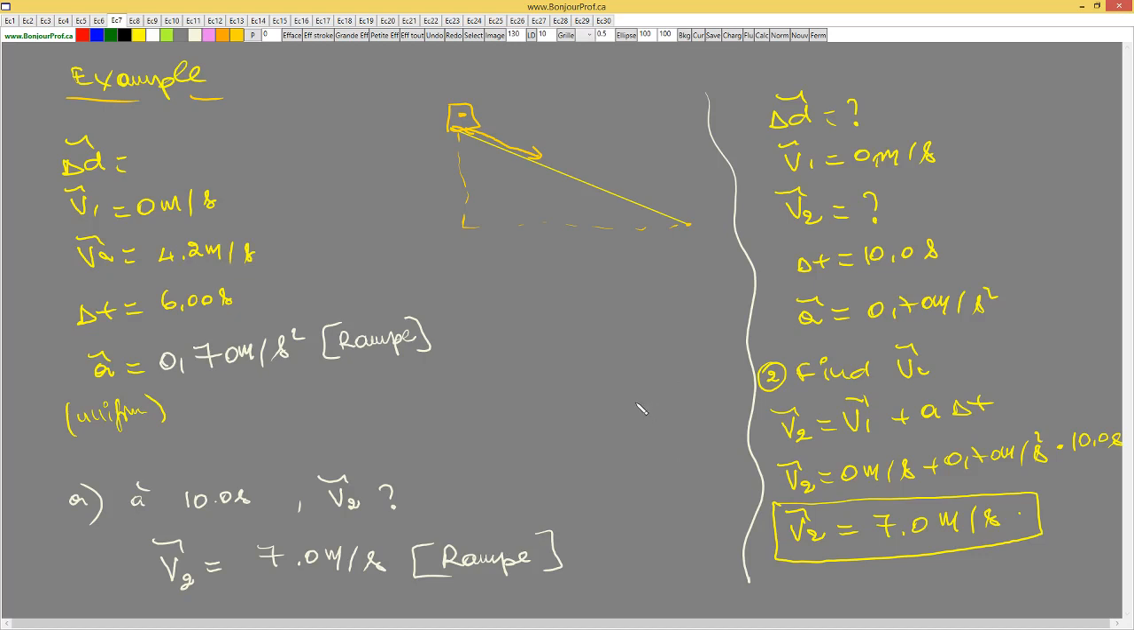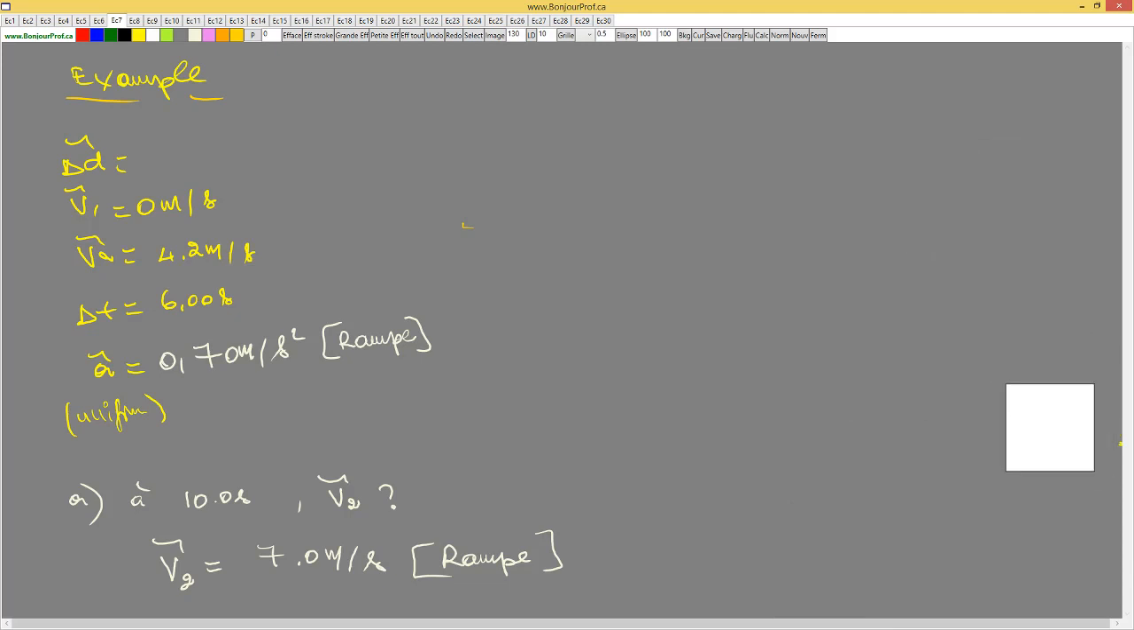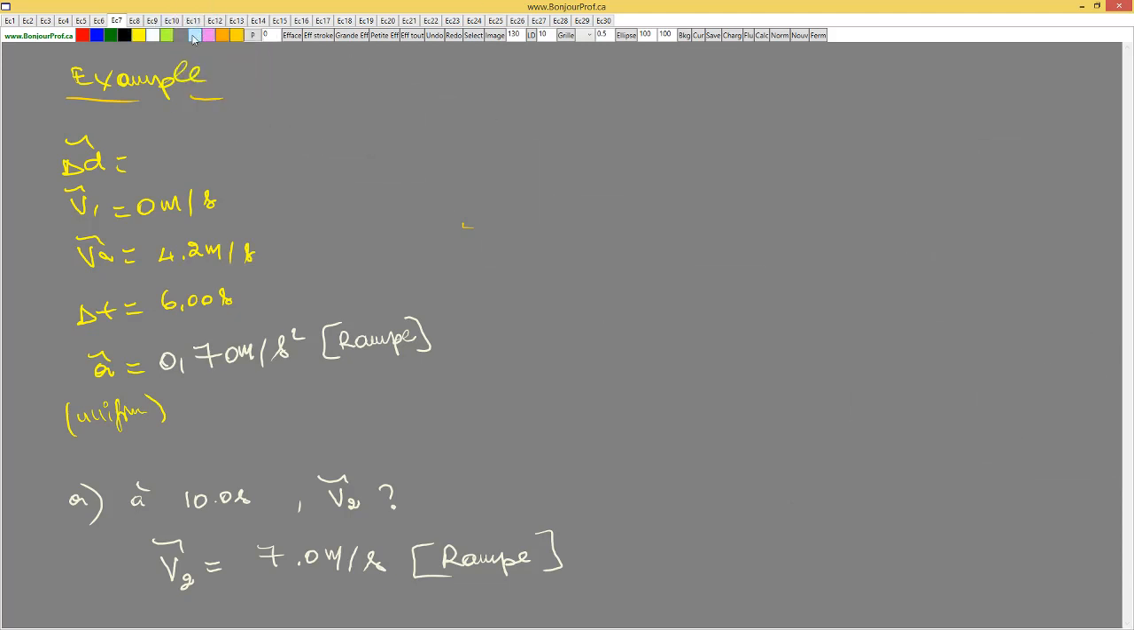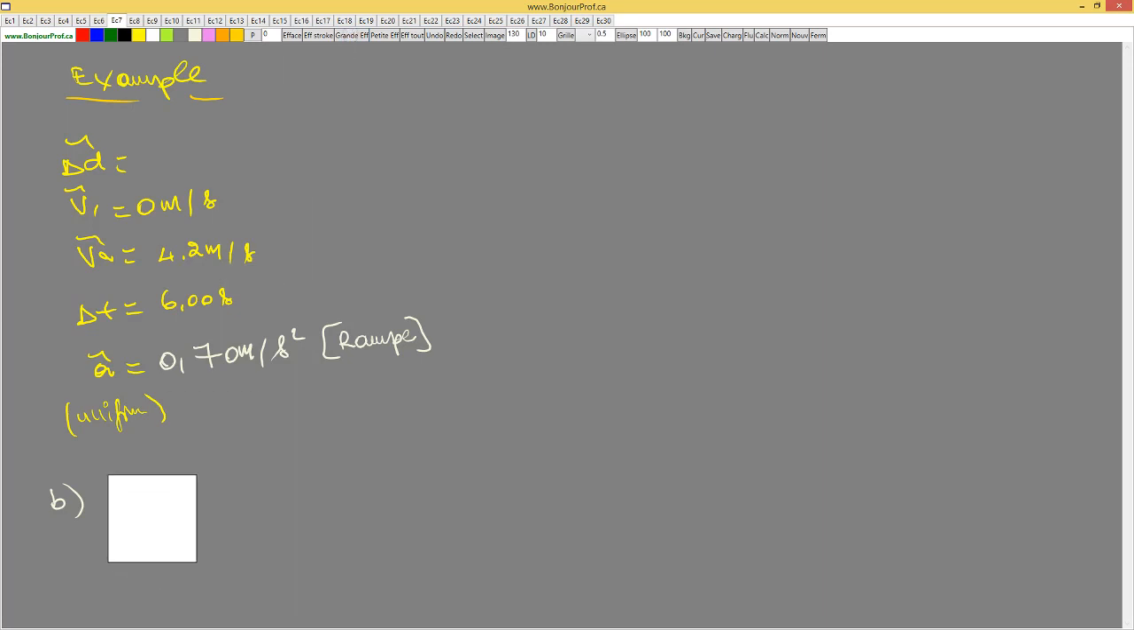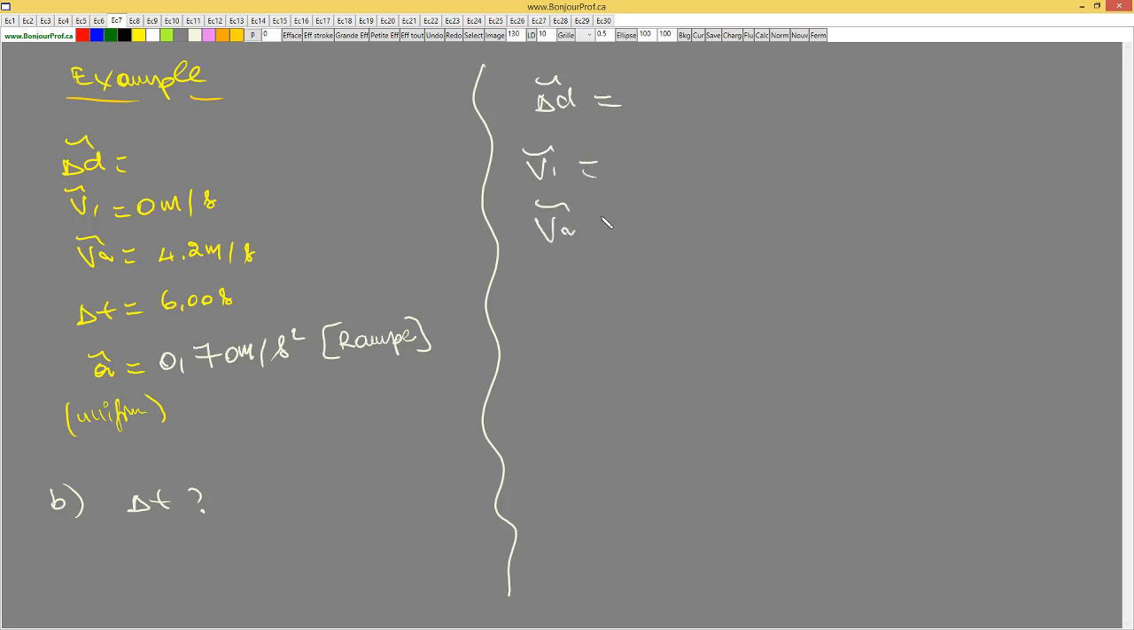How long will it take to reach a speed of 28 meters per second? Now they change it, again. So what is the question B now? How long will it take? They are looking for delta t. And what is the information that we have? I'm going to write again my variables: delta d, v1, v2, delta t, and a.